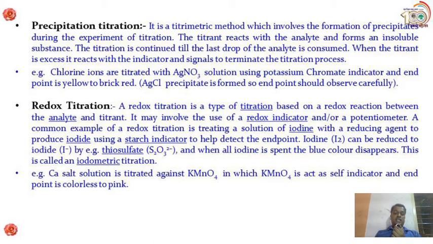Redox titration, the last type of titration. This redox titration is a type of titration based on redox reaction between the analyte and titrant. It may involve the use of a redox indicator. A common example for this is calcium salt solution titrated against the KMnO4, in which KMnO4 acts as a self indicator and the end point is colorless to pink.